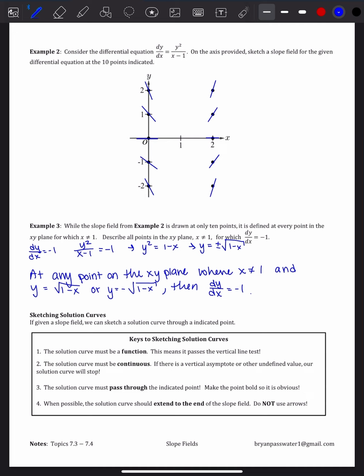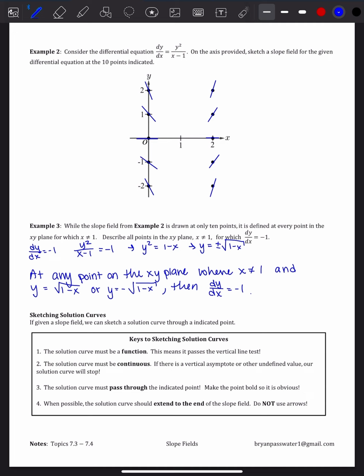And then the other piece of this is that we need to sketch solution curves. So there's a couple things to know with solution curves. The solution curve must be a function. So when we do a solution curve, if we have multiple y values for a singular x value, we are going to have an issue. This is what we call the vertical line test. So if I draw a vertical line anywhere on my graph, I can't have my function go through it at 2 different points. So it has to be a function.